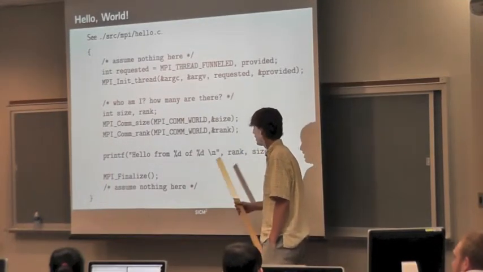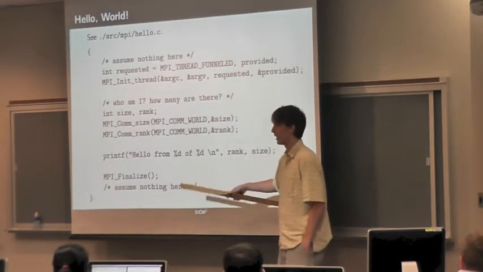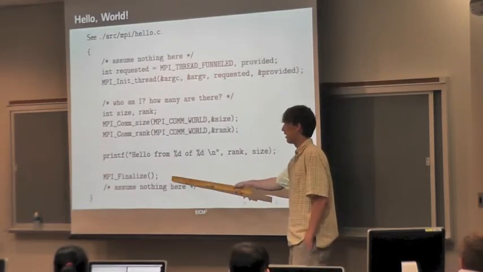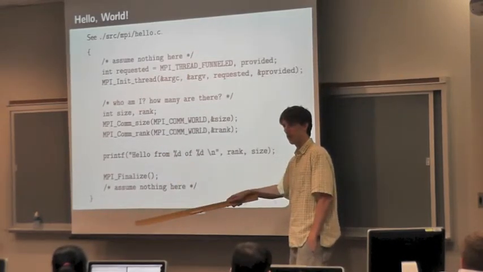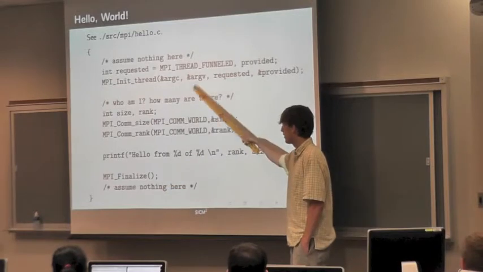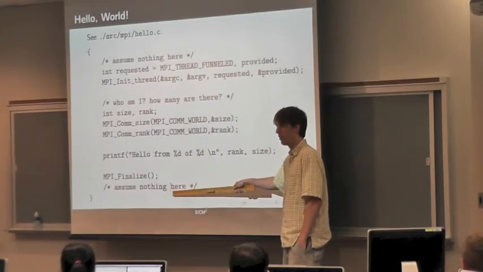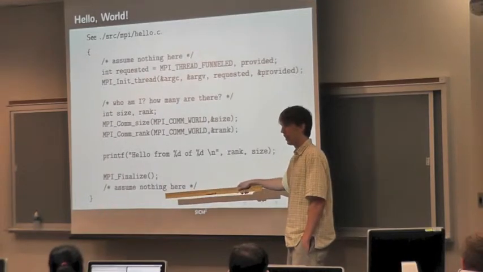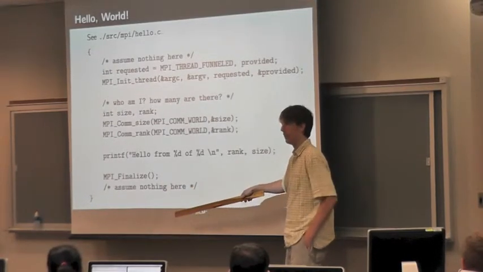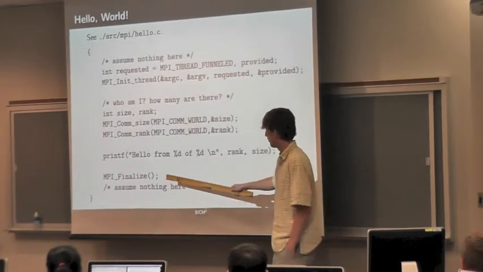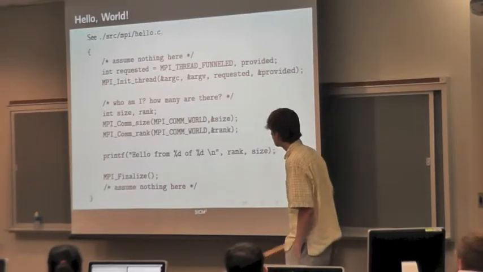And after finalize, similarly, assume nothing. You have no idea whether or not finalize behaves like a join. So if you had 50 processes here, you could have 50, you could have 1, you could have 37. It doesn't really matter. More than likely you'll get 50, but don't assume that.